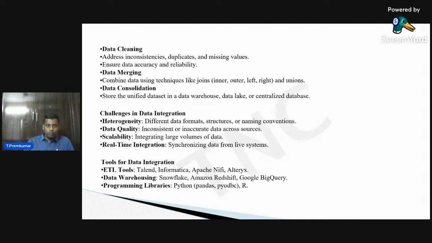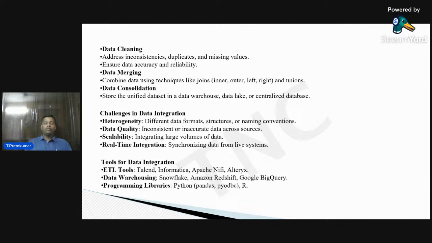The cleaning process is going to eliminate the duplicates and the missing values, and it is also going to ensure data accuracy as well as reliability. When you go for data merging, we combine the data using joining concepts like inner join, left join, right join, and outer join. Using these concepts, we merge the collected data after cleaning. Once it is merged, we have consolidated data with us.